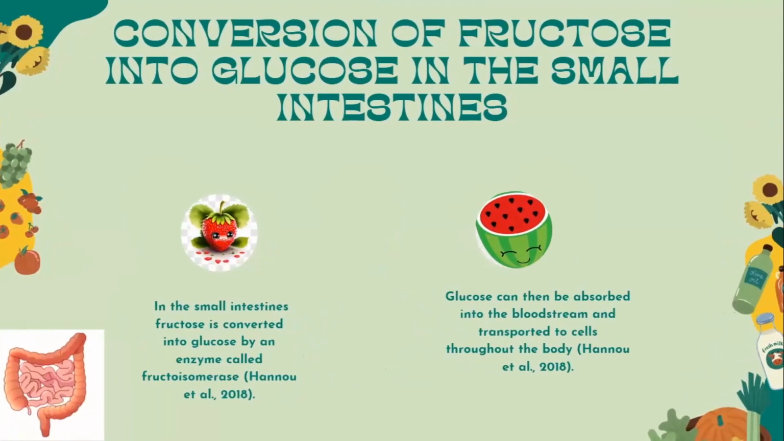Conversion of fructose into glucose in the small intestine. Now, in the small intestine, fructose is converted into glucose by an enzyme called fructose isomerase. Glucose can then be absorbed into the bloodstream and transported to cells throughout the body. Next slide.